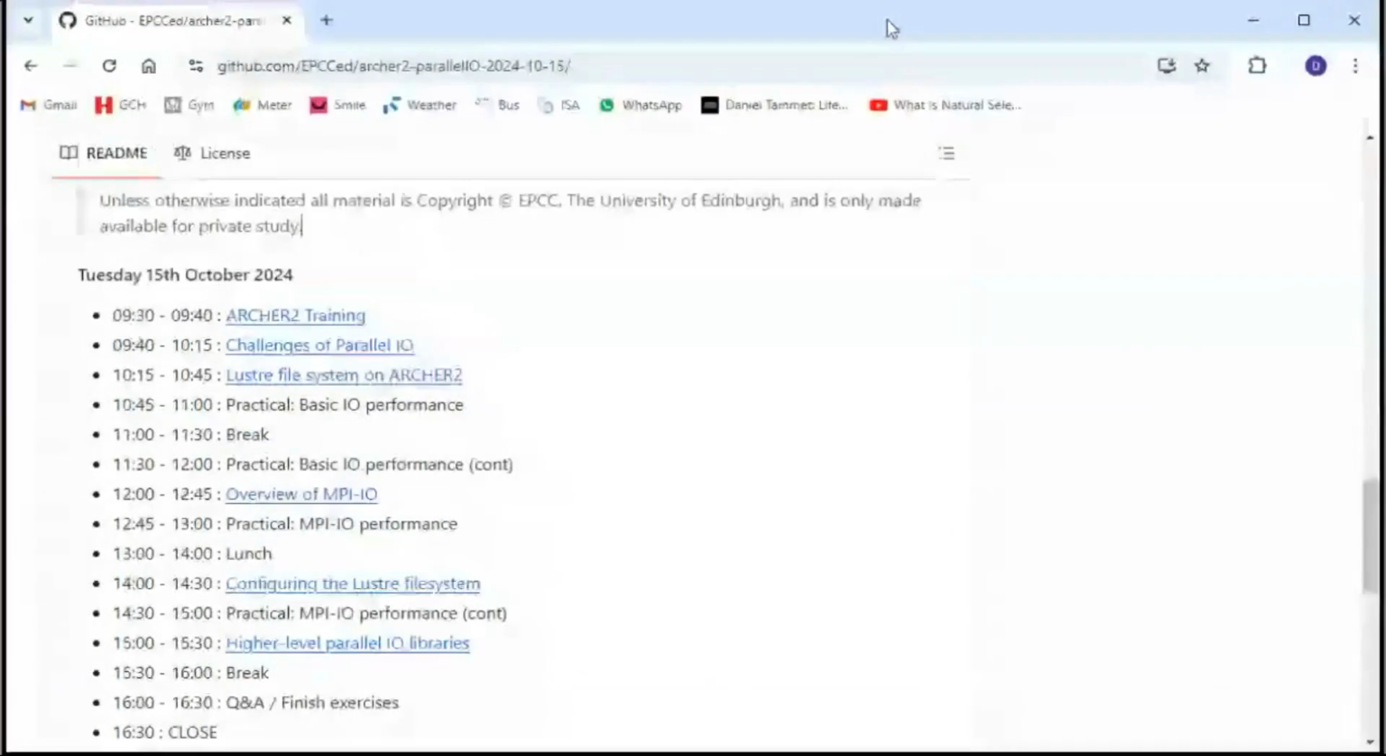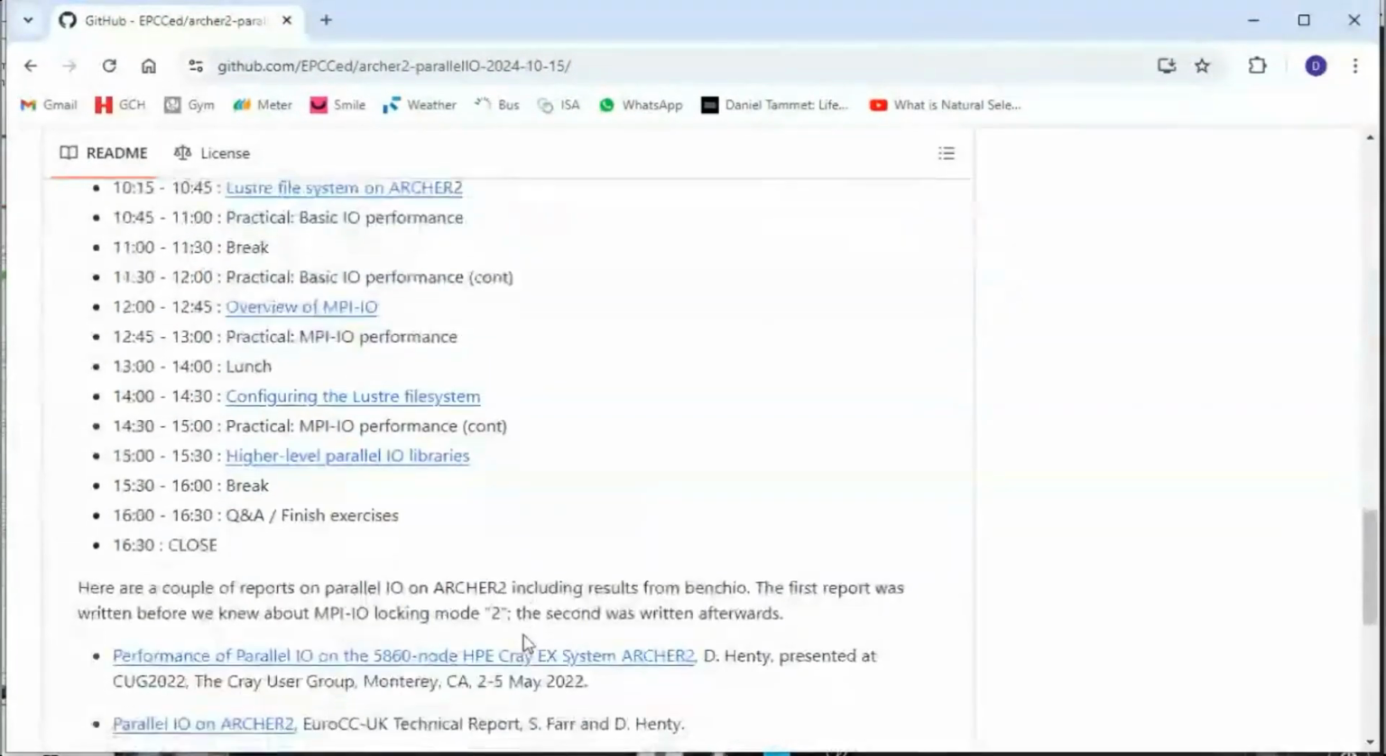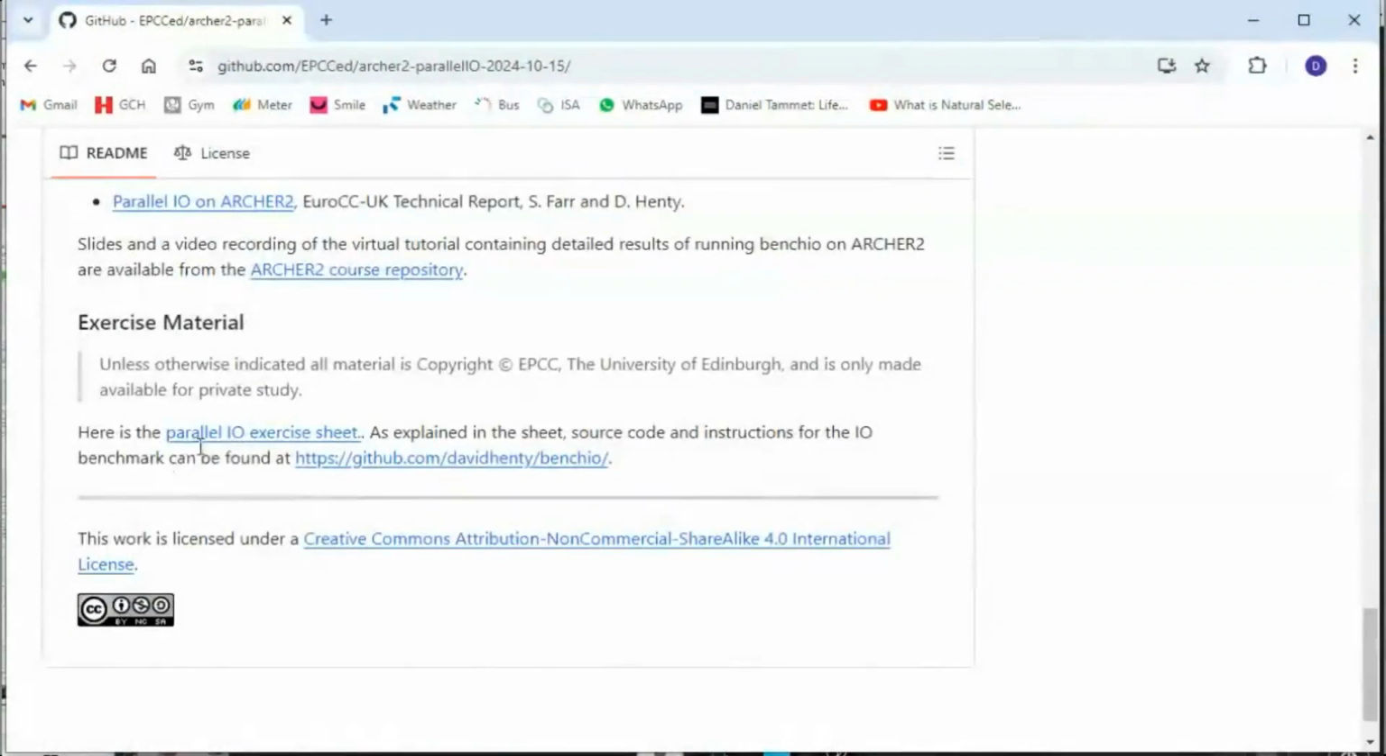So what we're going to do is we're going to do the practical. So here's the parallel I/O exercise sheet, which is not being shared, is it? No. Okay, so I have to share that separately. It'll open in a different window.